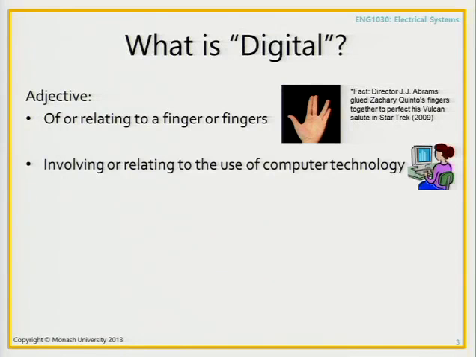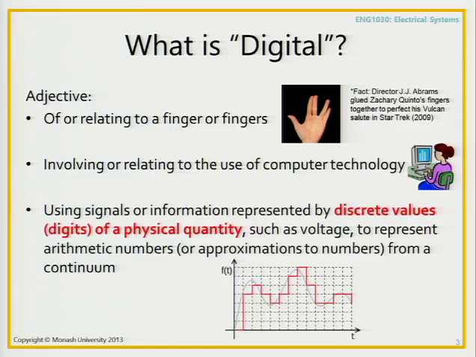What else does digital mean? Another dictionary definition: involving or relating to the use of computer technology. We're getting closer to what we're talking about, but still not quite correct. Okay? So you hear, oh, it uses a computer, it must be digital. Sort of right, but sort of not. So here's our engineering definition.